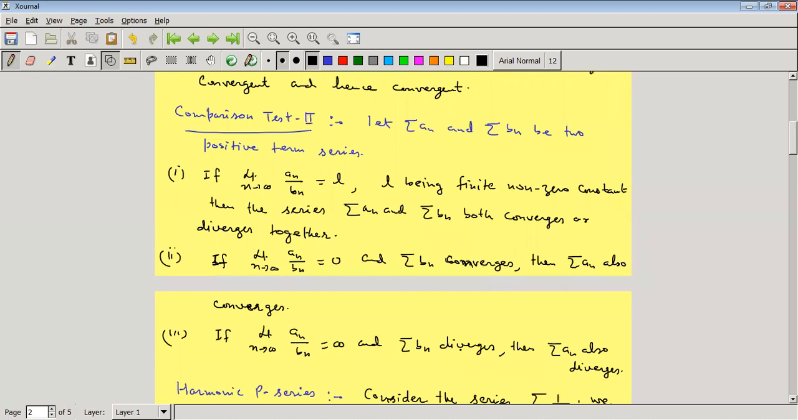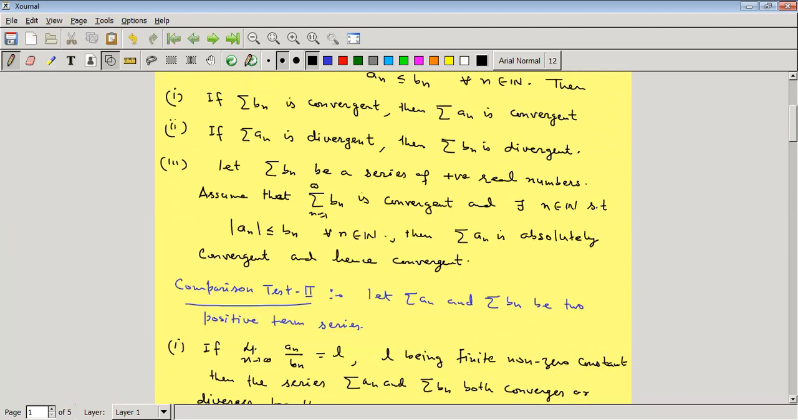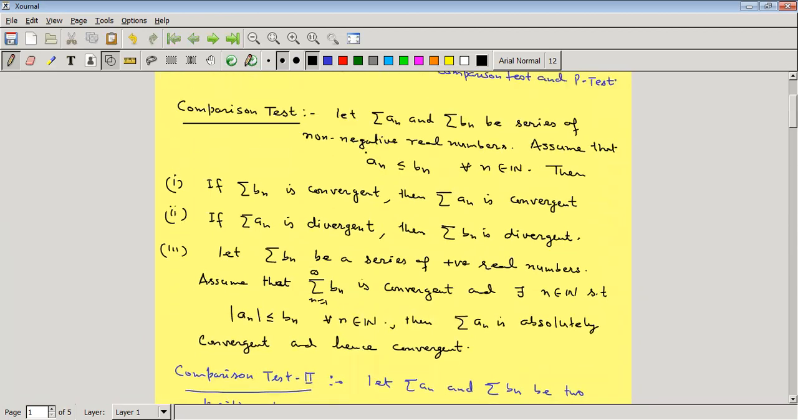So we have discussed two tests, the comparison tests. an and bn are two series of non-negative real numbers, an is less than or equal to bn. If summation bn is convergent, then summation an is convergent. If summation an is divergent, then summation bn is divergent. And third, if we have a series summation bn of positive real numbers and assume that this series is convergent, then there exists M in N such that mod an is less than or equal to M bn for all n in N.